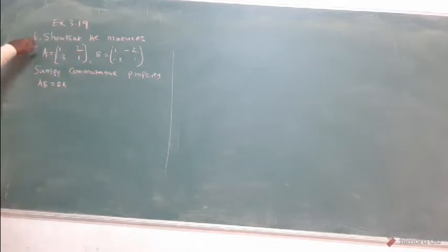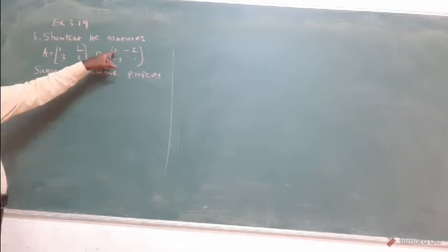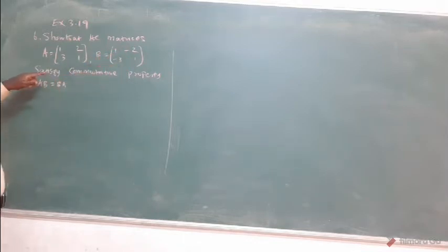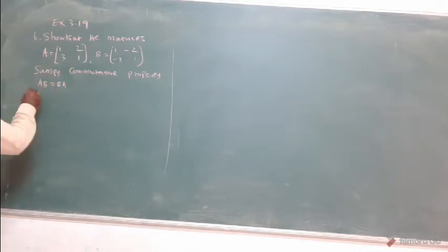Now exercise 3.19. Already the first five are over. Now the sixth problem. Show that the matrices A = [1 2; 3 1] and B = [1 -2; -3 1] satisfy the commutative property AB equal to BA.